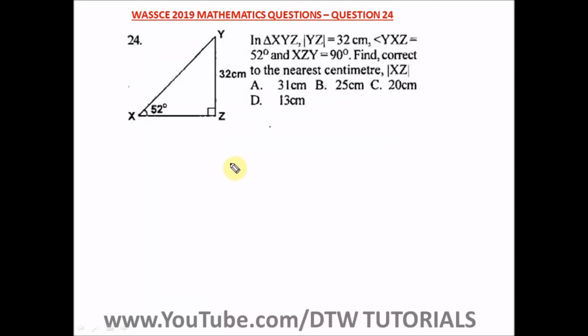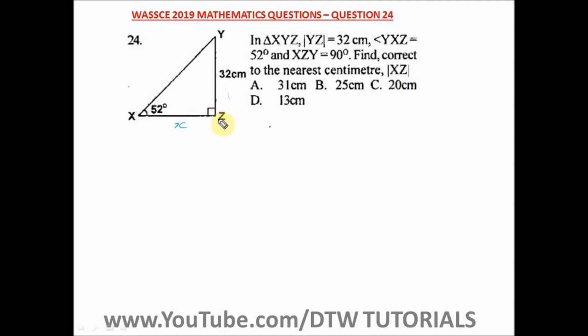Question 24 of the WAEC 2019 Mathematics Past Question. It says you have this diagram in triangle XYZ. YZ is 32 centimeters. Angle YXZ is 52 degrees, and angle XZY is 90 degrees. Find, correct to the nearest centimeter, XZ. So we're looking for the side XZ.